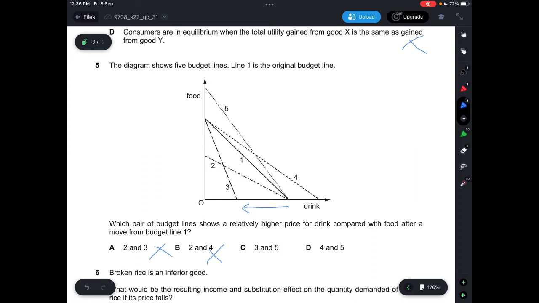And you can see for budget line 5, food prices are relatively lower, but the drink price remains the same. Food prices are lower, and the price of drink is actually the same compared to budget line 1. Therefore, food is much cheaper than drink, and that means the drink will have a relatively higher price. So 4 and 5 is incorrect, so the answer should be 3 and 5.